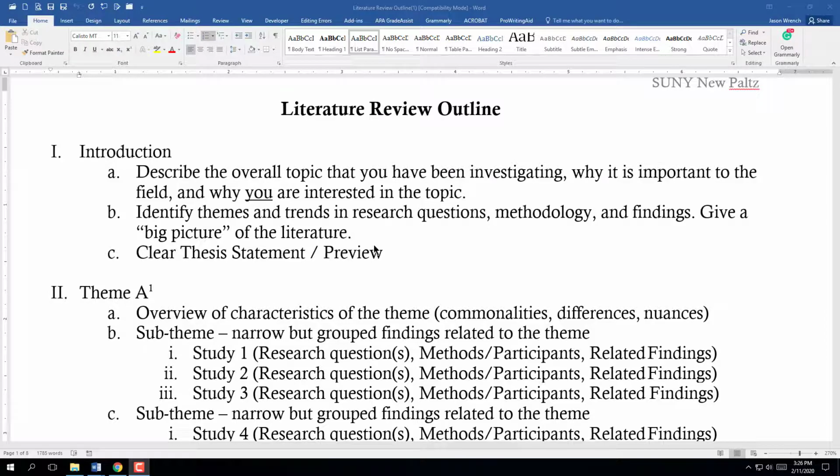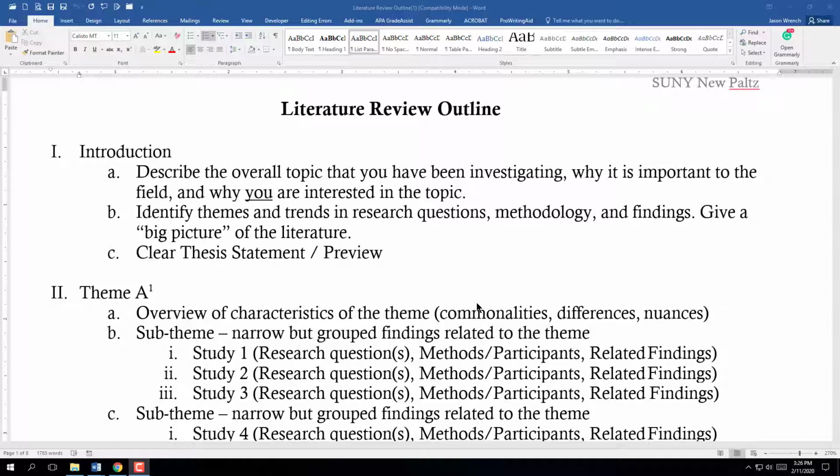You also identify any themes and trends in your research questions, methodology, and findings. You want to give a big picture of the literature just to kind of whet people's appetites. And then, of course, you're going to have a clear thesis statement and a preview. And that's all of your introduction. That's usually anything from a page to a page and a half, depending on how complicated the introduction actually is.